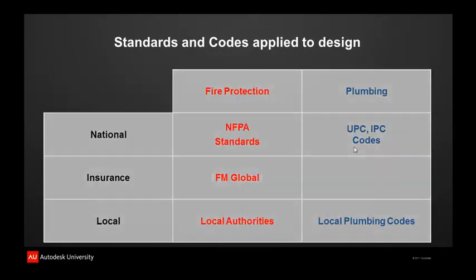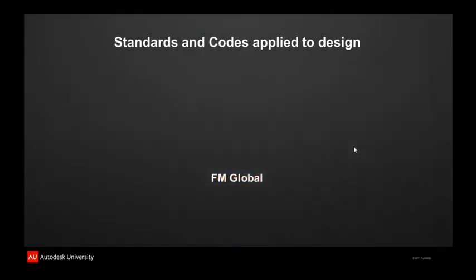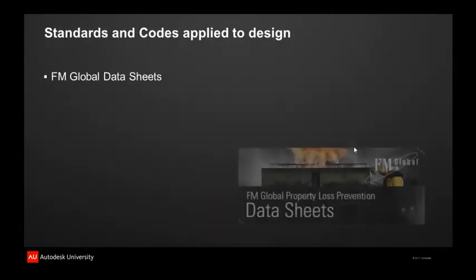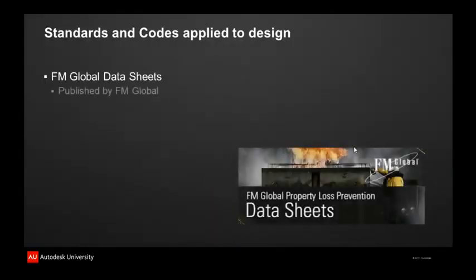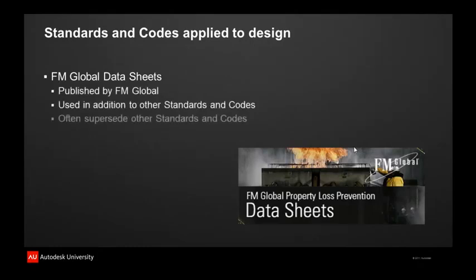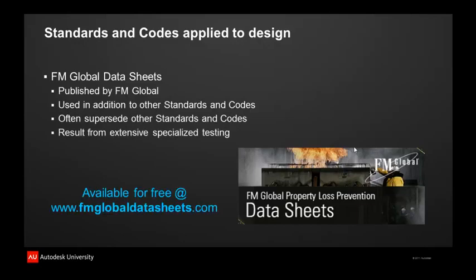Besides the NFPA standards, Factory Mutual, or FM Global, publishes data sheets. Those data sheets generally provide even higher requirements than the NFPA standards, and as a preferred risk insurance company, those additional standards provide for better insurance rates. Those data sheets are also available for free viewing at this URL.